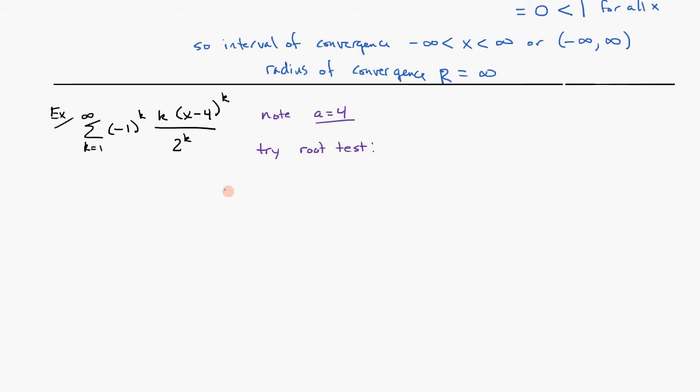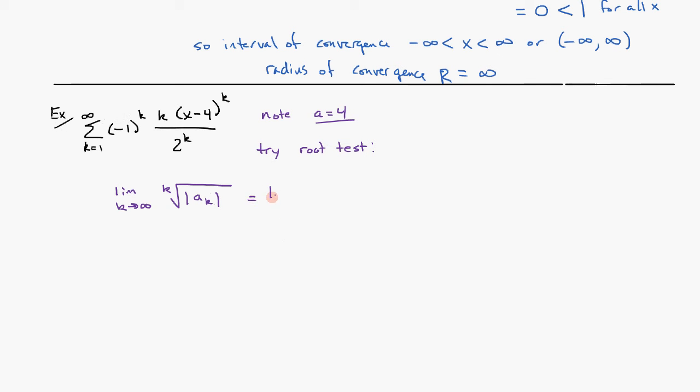So the root test is a slightly different limit. So we take the limit as k goes to infinity of the kth root of the terms a_k. But again, we're going to try to get rid of the minus 1 factor by taking the absolute value to make things slightly easier.